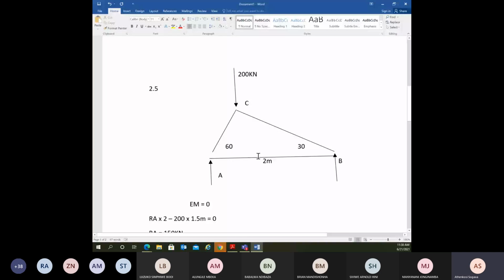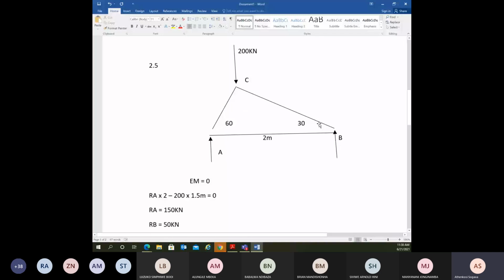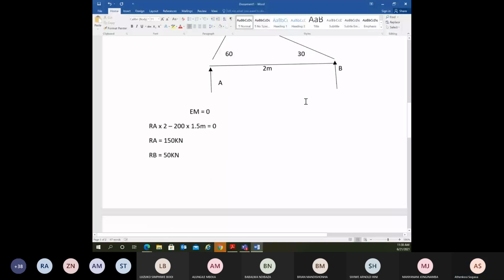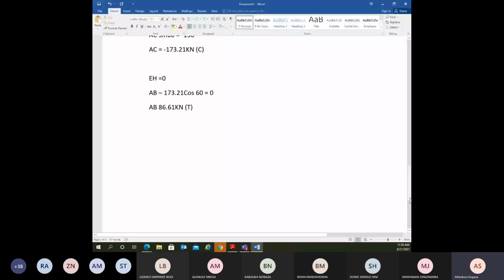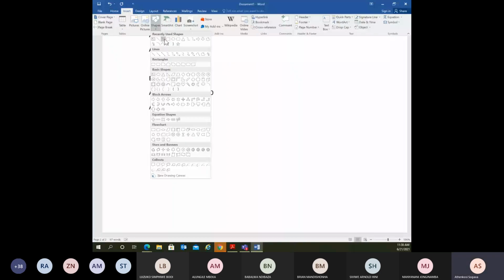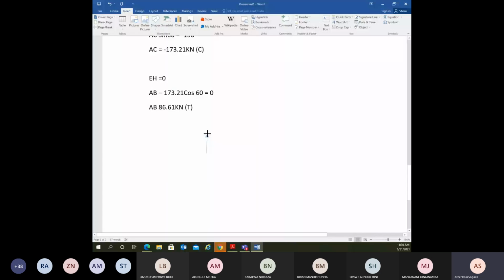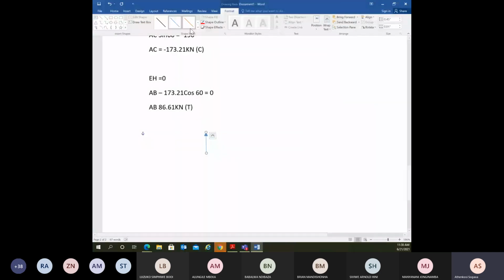Now, when we draw point B, it stands like this. Your point B will then be this way. We already know this one, AB, is in tension. Then at point B, the other member, BC or CB, we don't know.